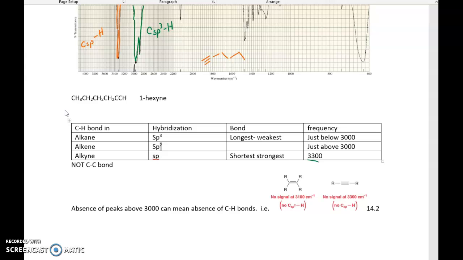Okay, the absence of peaks above 3,000 can mean just the absence of the carbon-hydrogen bond. So we would expect to get no signal from this molecule. There is no signal at our 3,100 because there are no hydrogens attached to the carbons here and here. And it's the same with this one. There are no hydrogens attached to these carbons, and so we don't get a signal. So you have to be careful when you look at something and say, oh, it must not have a double bond. It may be that it just doesn't have a hydrogen in the right place.